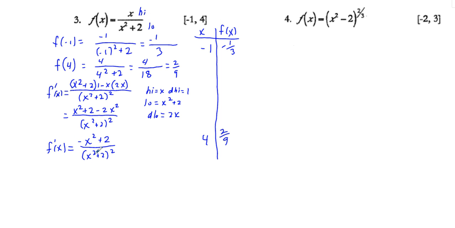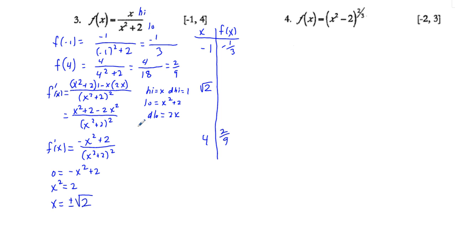And if we set this equal to 0, it'll be 0 where the numerator is 0. So 0 equals negative x squared plus 2. And we can solve using the square root method on this one, since we don't have any x term. So if we add x squared to both sides, we'll have x squared is equal to 2. And then taking the square root of both sides, x is going to be equal to plus or minus square root of 2. And between negative 1 and 4, negative square root of 2 is like negative 1.4, so square root of 2 is going to be our other critical number.